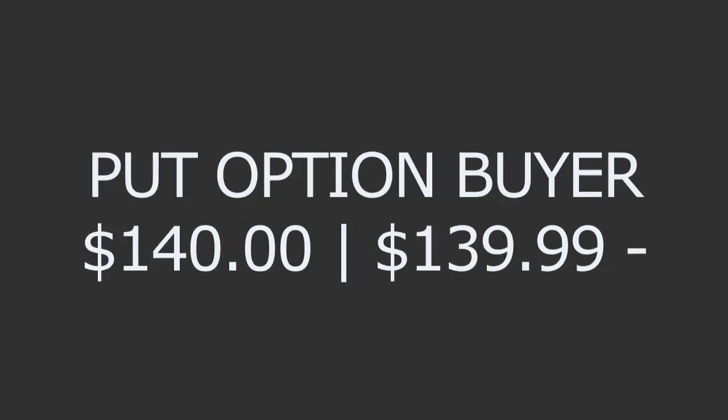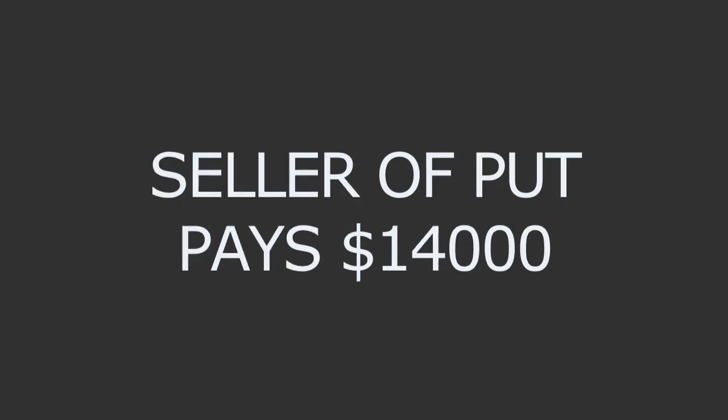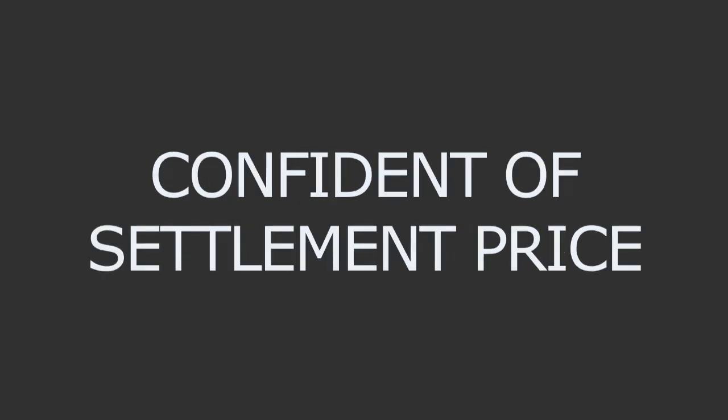Now imagine you're the buyer of a put option, and we're going to use the same strike price of $140. On the day of expiration, the current market price is $139.99 or lower, so the owner of that put option receives $14,000 for 100 shares of ABC stock. The seller of that put option pays $14,000 and receives 100 shares of that stock. With American style options, you can be fairly confident that barring any sudden turn of the market, if you are in the money near market close on expiration day, that's probably going to be the settlement price or pretty close to it.